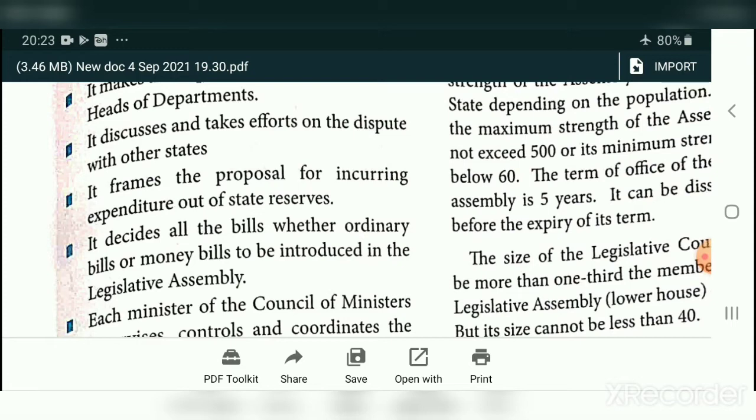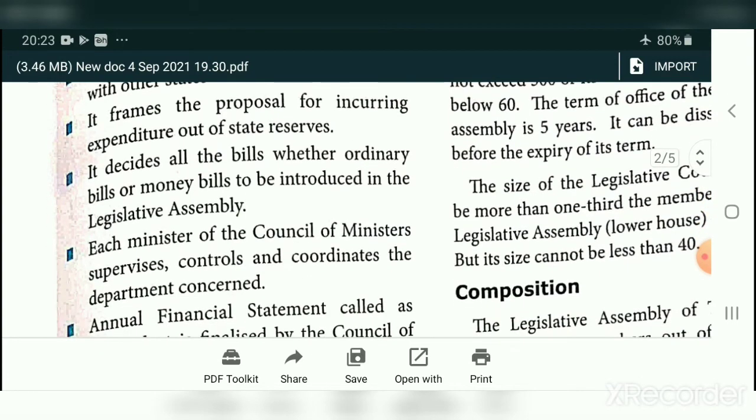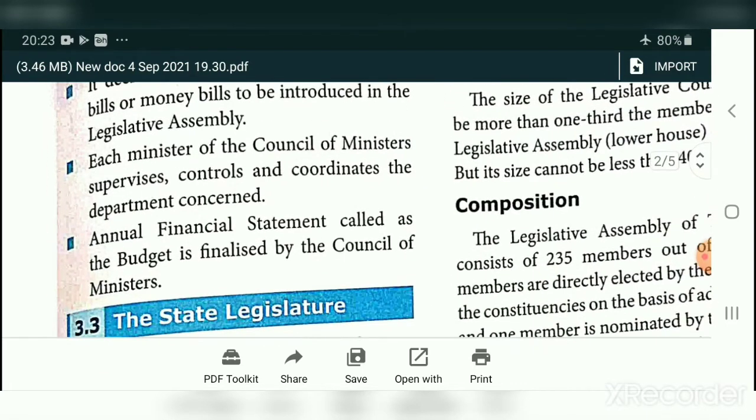It decides all the bills, whether ordinary bill or money bill, to be introduced in the Legislative Assembly. Note this one. All the bills are introduced only in the Legislative Assembly, and that is decided by this Council of Ministers. Each minister of the Council of Ministers supervises, controls and coordinates the department concerned.